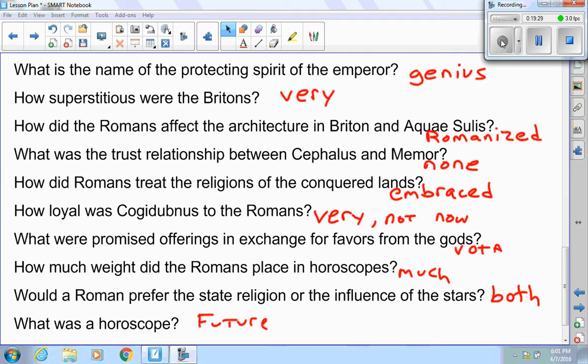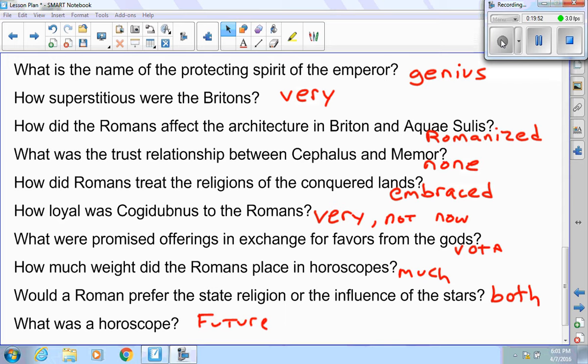All right, you little numbskulls, it's time for the cultural section. I got up early in the morning for this, so you better get them right. What is the name of the protecting spirit of the Emperor? How superstitious were the Britons? Very superstitious. If you step on a crack, you break your mama's back. That's this kind of guy.